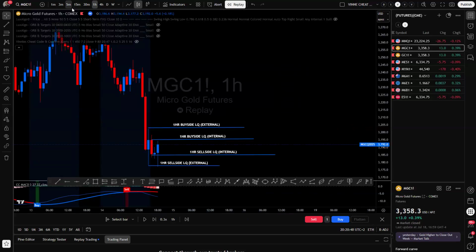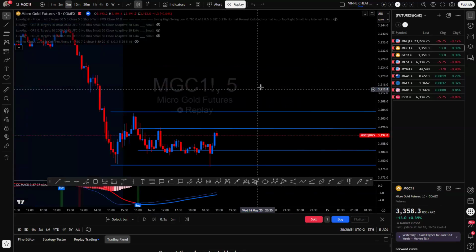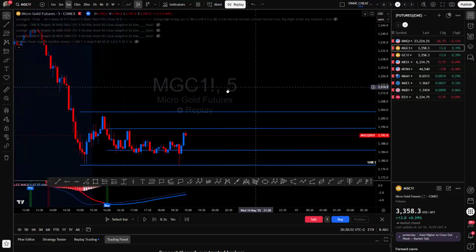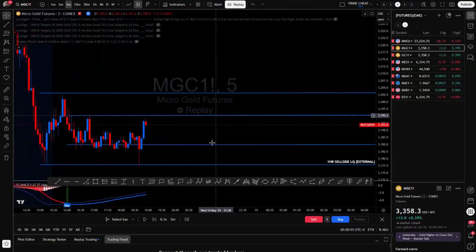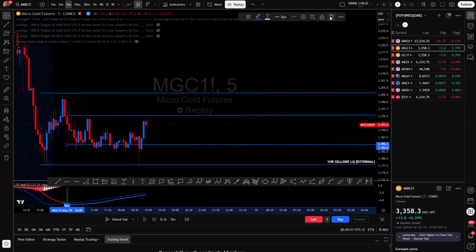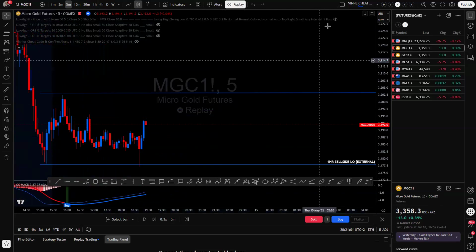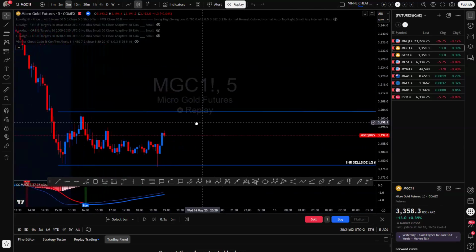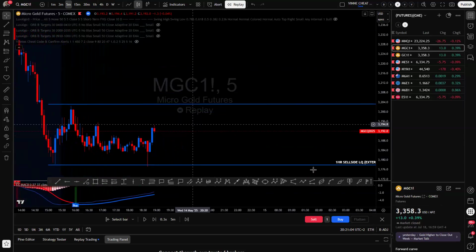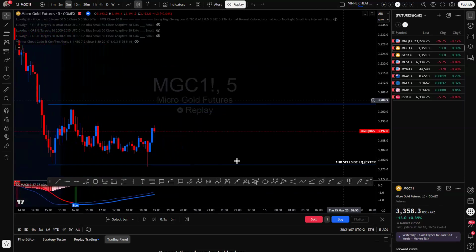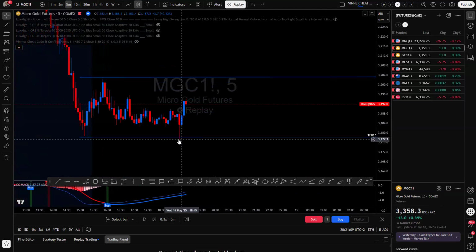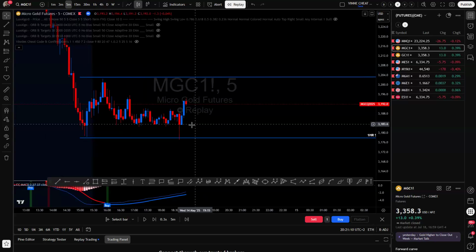Now we're going to go to the 5-minute. Yeah, so we probably made this a little too close, so we'll just take these out and stick with external and internal. If they're close enough, they wouldn't give an idea of where price is going. So in this example, we were on point, but price did wipe this out technically.